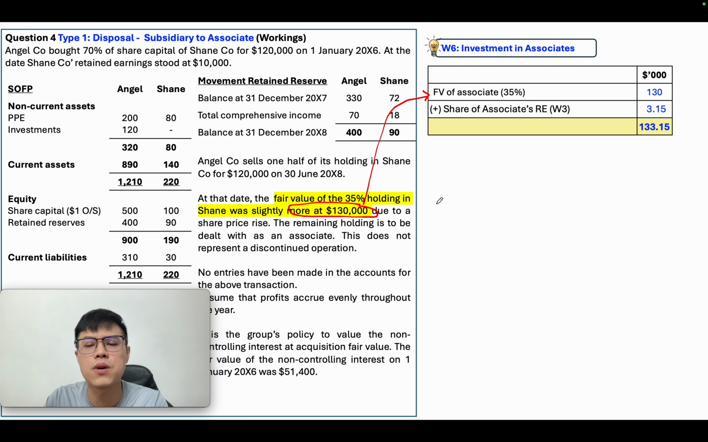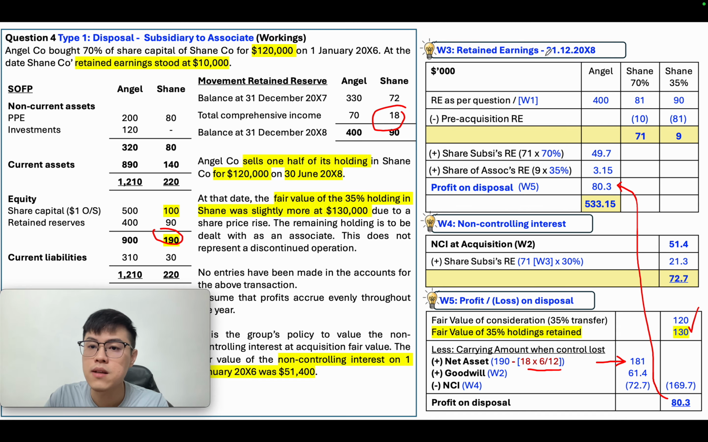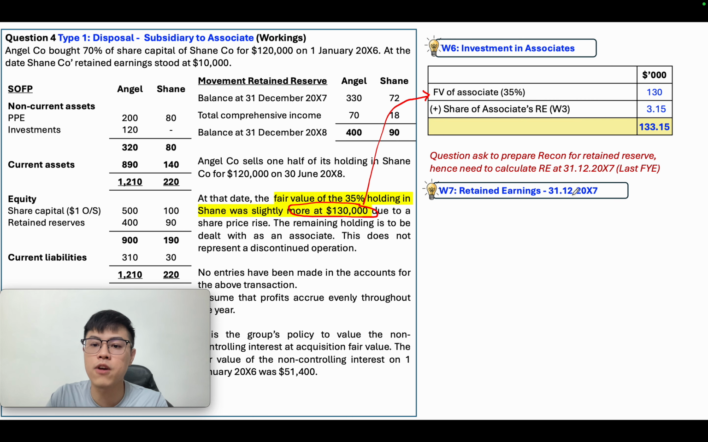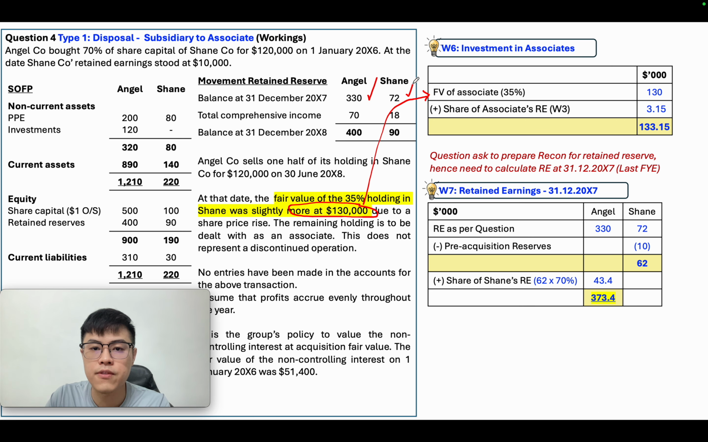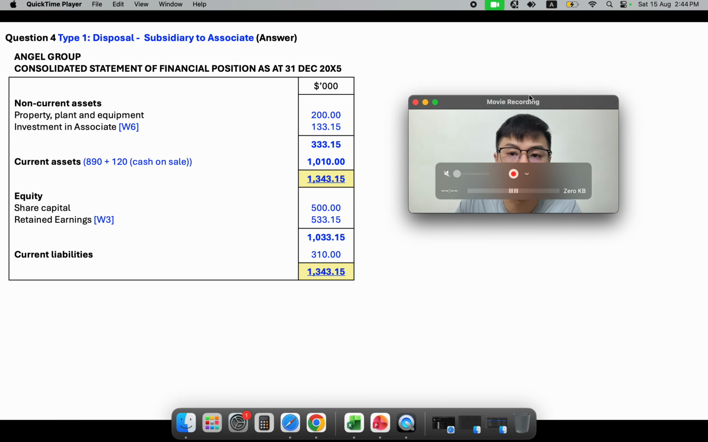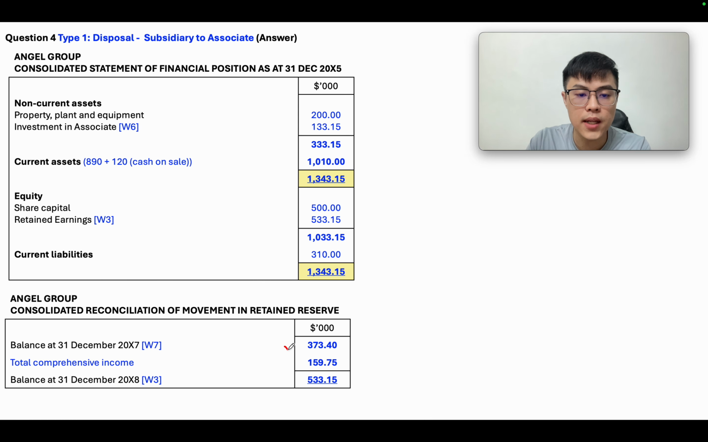And the question also asks us to do a reconciliation of your group retained earning for the opening and closing. So this is your closing group retained earning. We need to say on this date, 400. Okay, so we will need to work out the group retained earning for the opening. For the group retained earning of the opening, we will use 330 and 72 minus the pre-acquisition retained earning. Share it, then you will get your group retained earning of 373.4 at the beginning. And we are doing this because we need to do a reconciliation over here. Can you see? Opening and closing. We will need to see the movement.